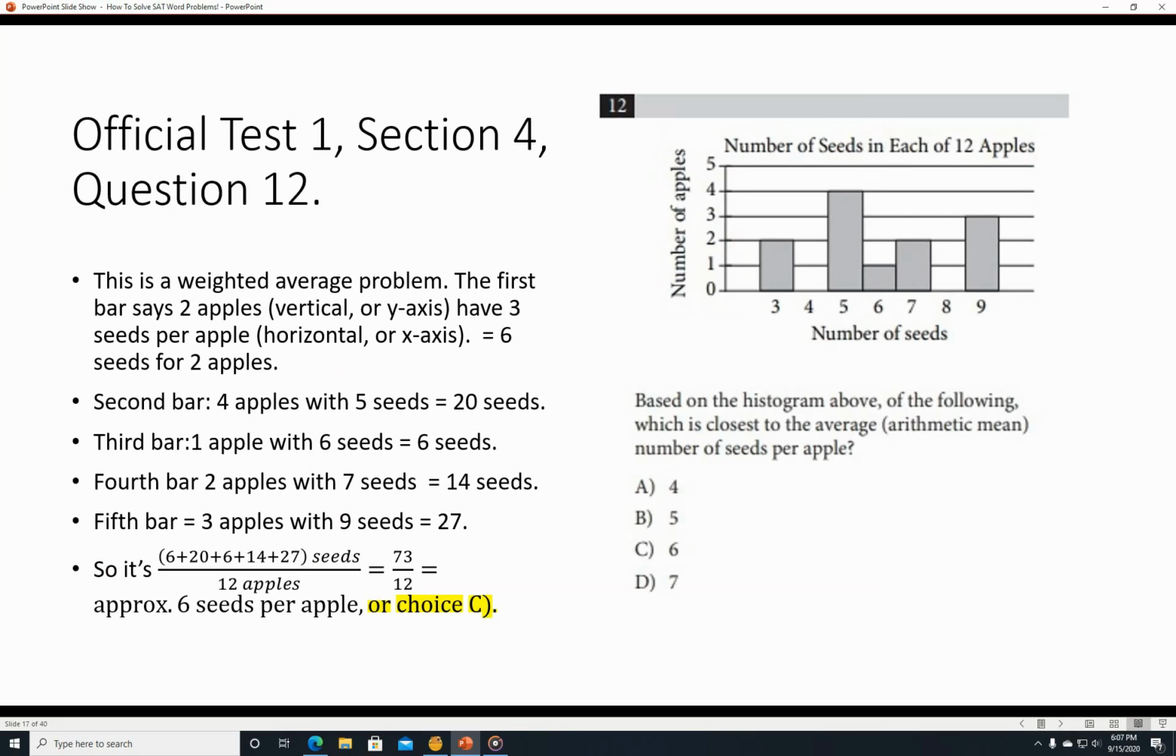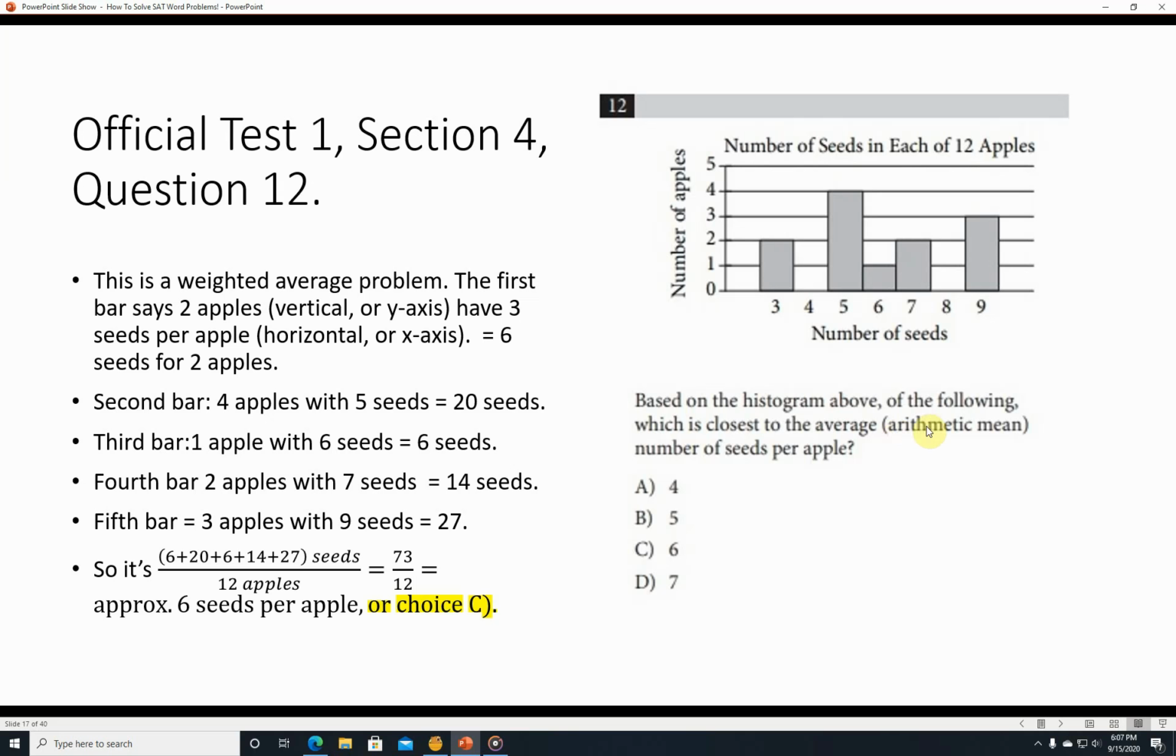Okay. Official Test 1, Section 4, Question 12. We have a chart here that shows the number of apples and the number of seeds in each of 12 apples. Okay, so we have 2 apples. This is the number of apples that have 3 seeds. And, okay, 5 apples that have 4 seeds. Let's read the problem. Based on the histogram above, of the following, which is the closest to the average or arithmetic mean number of seeds per apple?